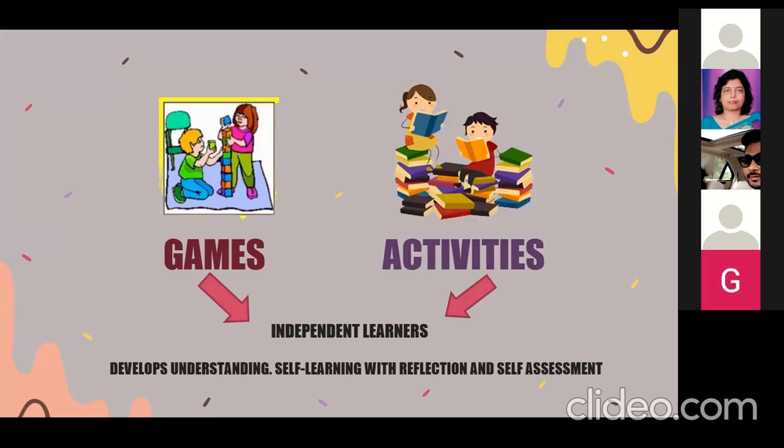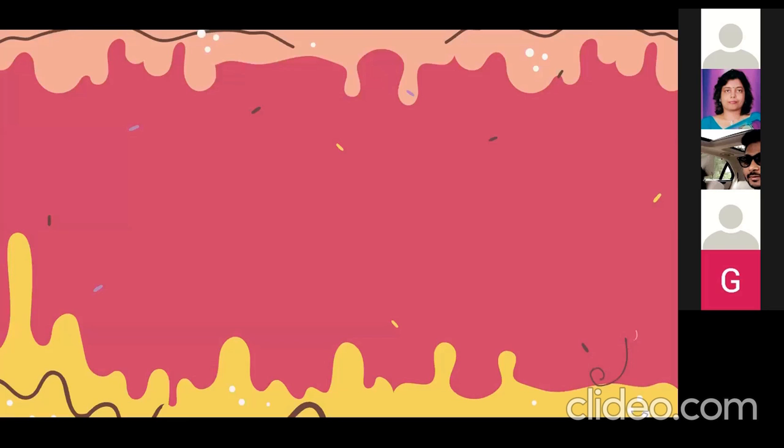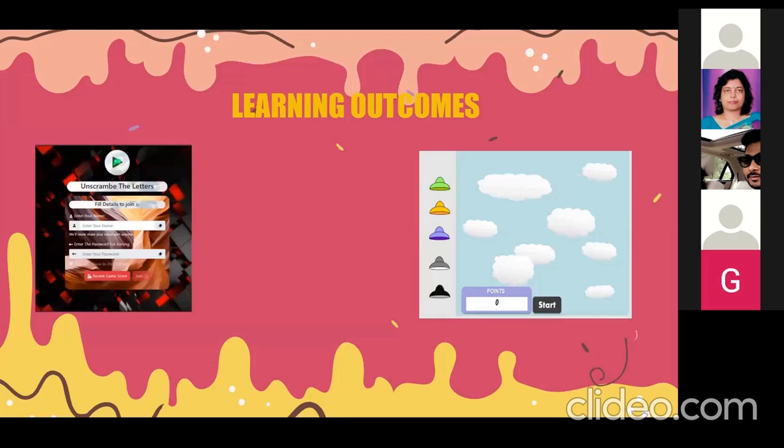And also it develops understanding, self-learning with reflection and self-assessment. So you tend to reflect upon whatever you have learned, and you actually move on towards self-assessment. That is done naturally. You don't have to tell the learners that they should involve themselves in self-assessment, or in self-reflection. Games and activities by themselves force the learners to reflect. And then I would also say that learning with games, we tend to achieve certain learning outcomes.